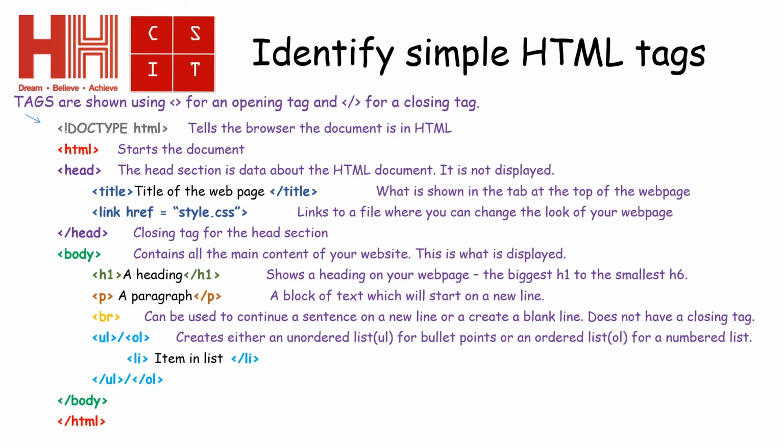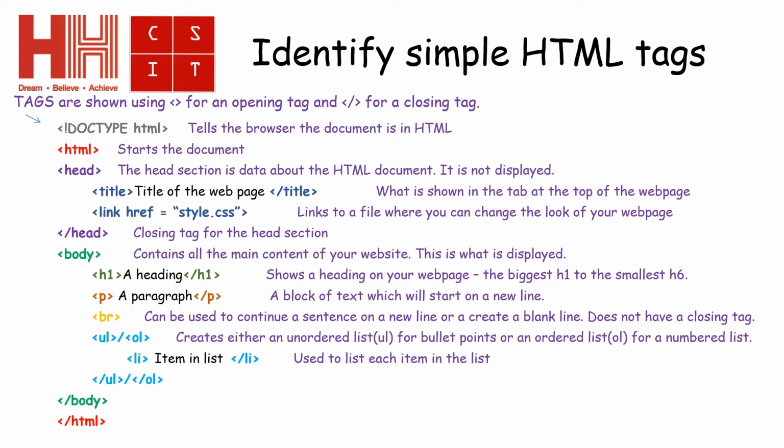Now we've got two here, which is UL or OL. Now what those do is either create an unordered list, which is UL, which would create a bullet pointed list, or an ordered list, which would be for a numbered list, writing something in order. In both of those, you will need to use the tag LI. And this would be used to list each item that you want to put in the list.